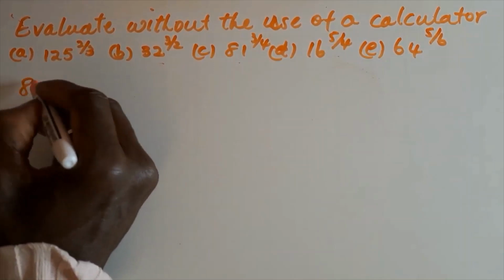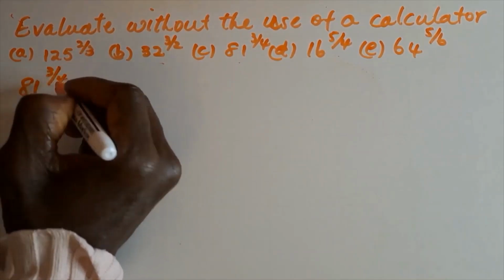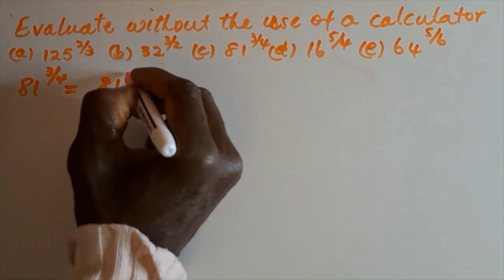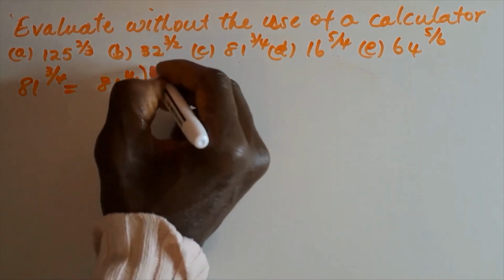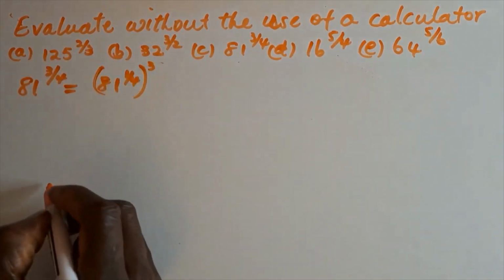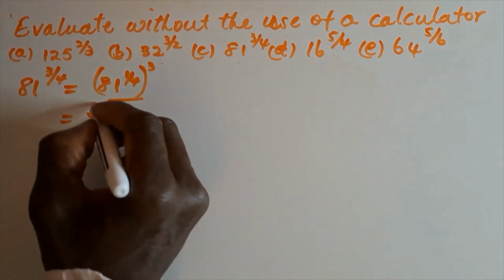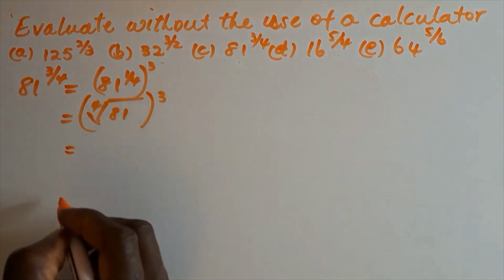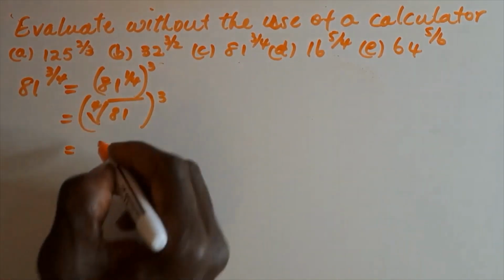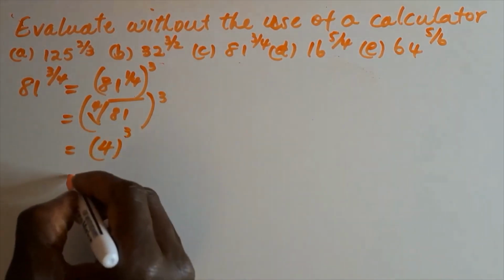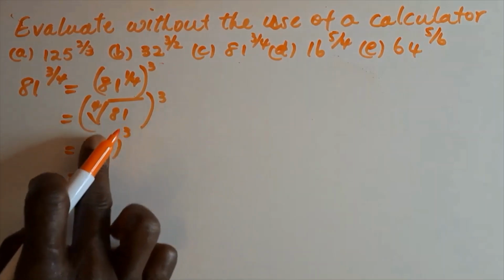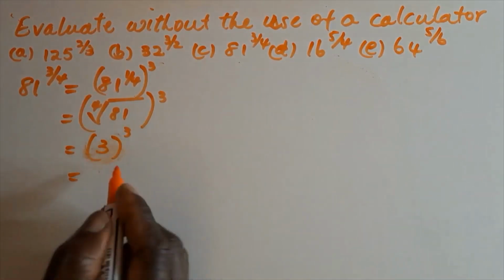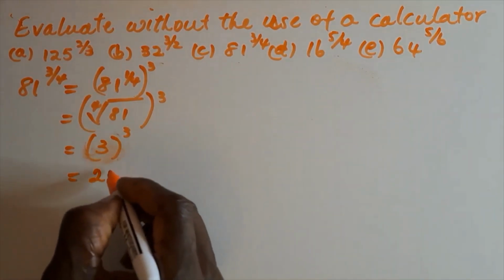Next we have 81 raised to 3/4. This is equal to 81, the 4th root, cubed. You can write it as the 4th root of 81, and we'll cube the result. The 4th root of 81 is 3, my mistake, 3, and when we take the cube of 3, we have 27.